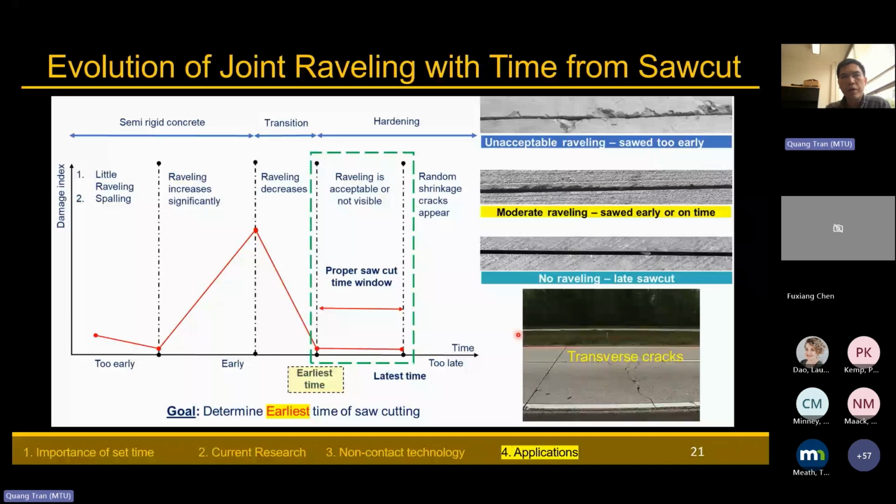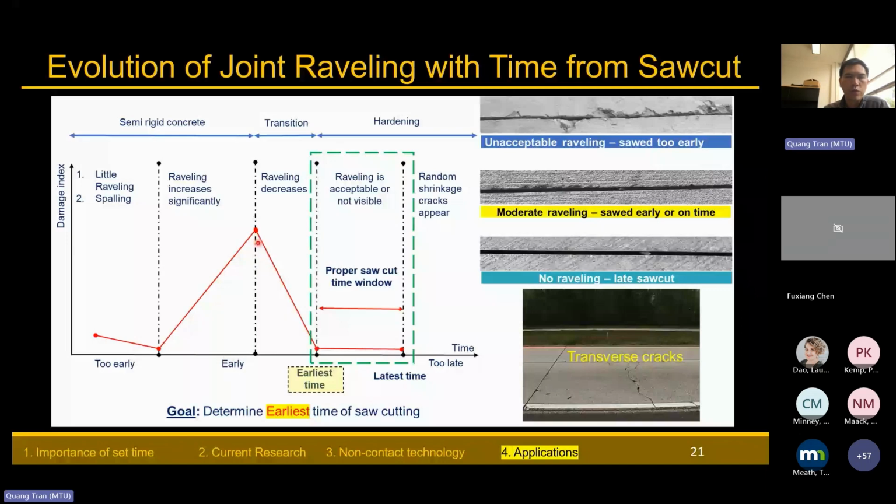The plot shown here has damage on the vertical axis, and the horizontal axis is the time that we do the saw cutting. If we saw cut too early after mixing the concrete, we see very little raveling and spalling because the concrete is still in the liquid phase. But over time, when we cut early, we will have a lot of raveling damage as it keeps increasing.